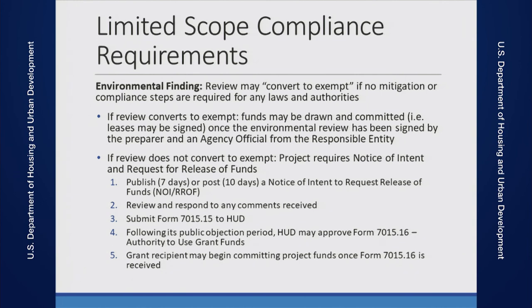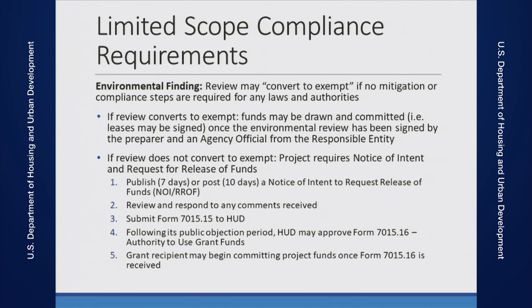That's about it for your analysis. Now you just need to complete the few final steps before a limited scope environmental review is complete and you can proceed to implementing the project. First, you'll need to make a finding. If there are no required mitigation measures or formal compliance measures, then the project can convert to exempt and there's no need for HUD approval. Once the responsible entity certifying officer has signed off on the review, you may begin drawing down funds and signing leases immediately.